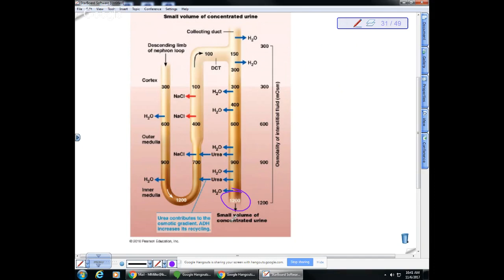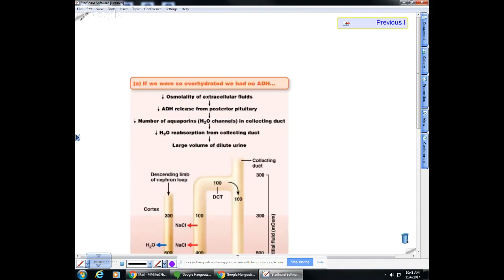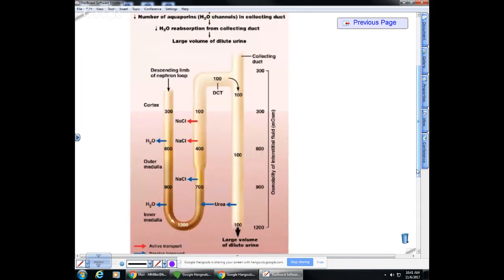Okay. So the opposite happens. Notice the water is drawn out, but the opposite happens if we have no ADH. When we're overhydrated, notice that the concentration is 100. So it's much more dilute. Water is not drawn out. It would be drawn out if there were pores that would allow the water to leave, but there are no pores because there's no ADH. And so what we get is a large volume of dilute urine.